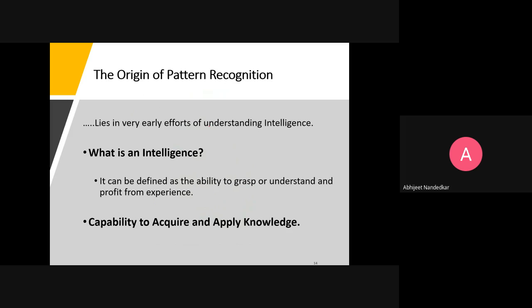Now, the origin of pattern recognition lies in very early efforts of understanding intelligence. So the question was, what is intelligence? We can define it as the ability to grasp or understand and profit from experience. The other definition is the capability to acquire and apply knowledge. If you think about what is intelligence, can somebody tell me your definition? These are some bookish definitions of intelligence. This bottom one I find more appropriate: capability to acquire and apply knowledge.